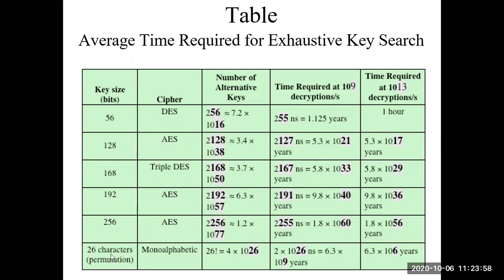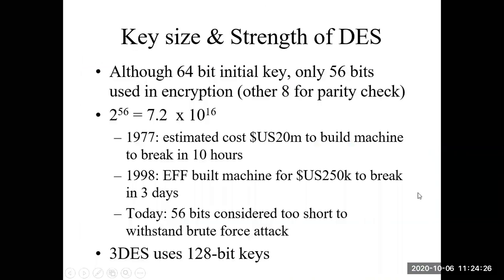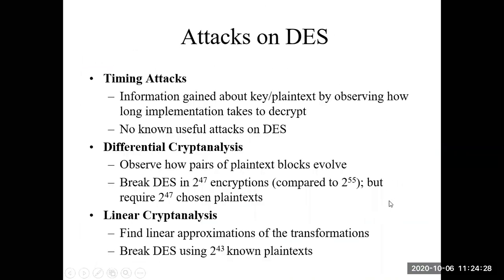You just see the 26 character monoalphabetic cipher. Even that, if we use a proper cipher, it will need around 6.3 into 10 power 6 years. Just look at this. It is 10 power 17, 10 power 29. All these things, except the basic DES, are almost impossible to decrypt. So all this we saw.